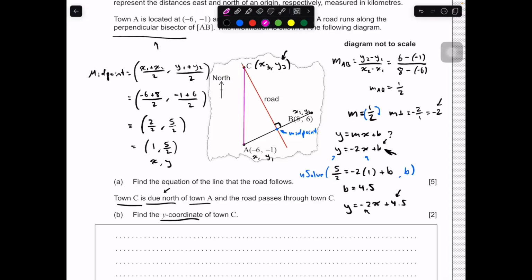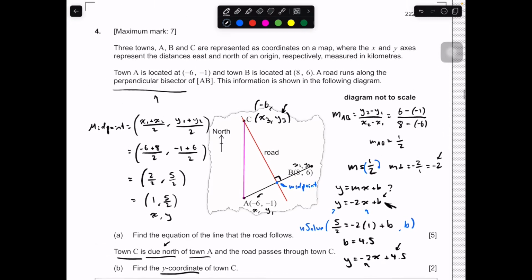And so what does that mean? If we were on a coordinate grid, our x value, since we're not moving left or right, this x value of -6 would be the same x value that town C would have.